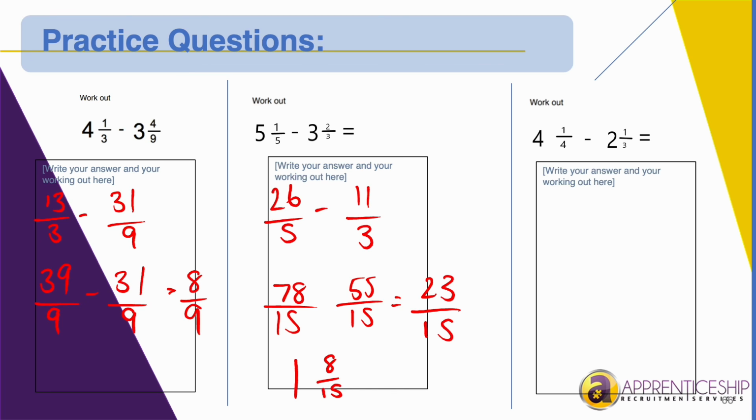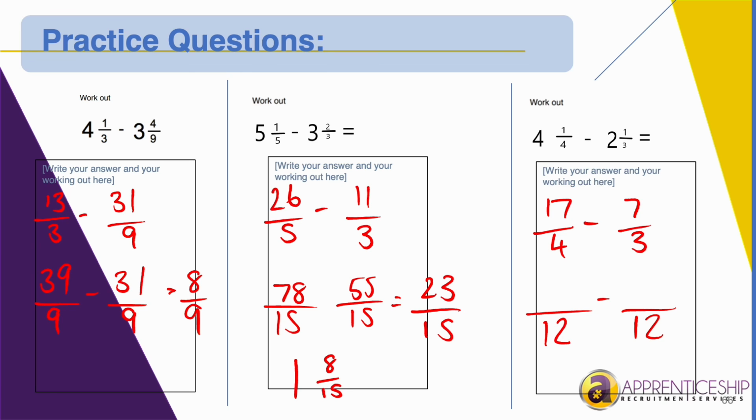Okay, and our last one. So again, we need to turn it into an improper fraction. So 4 times 4 is 16. Add the 1 is 17 over 4. Take away 2 times 3 is 6. That's 7 over 3. So we multiply the bottoms together to get 12 and 12.